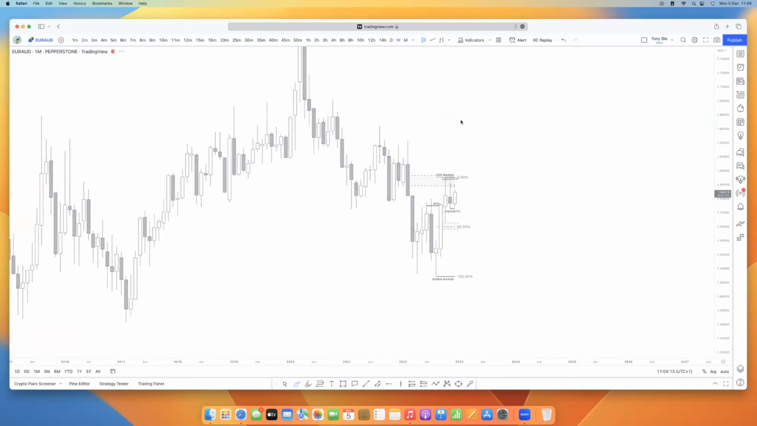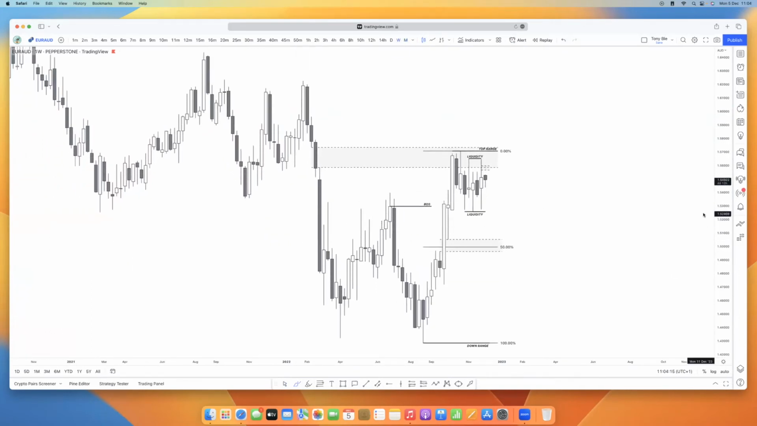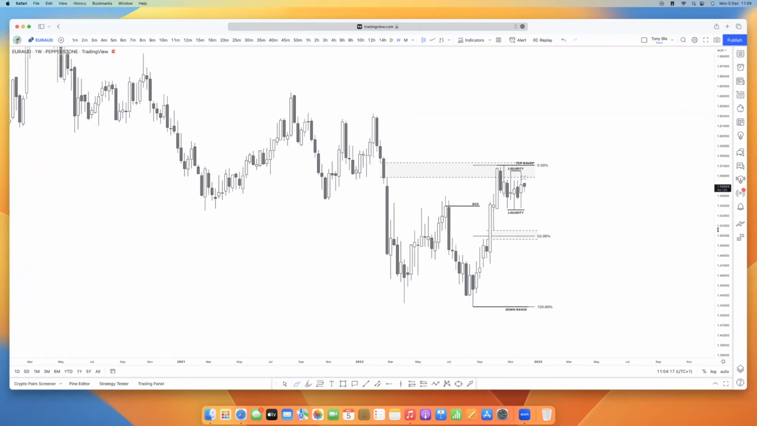On the weekly now, this is what we have on the weekly. So that break of structure that was not too clear on the monthly is very, very clear on the weekly now. You had this low, you had this high, you had this low, you had the break, and then we have this high. So I'm anticipating a push down to then go up. That's what I'm looking at.